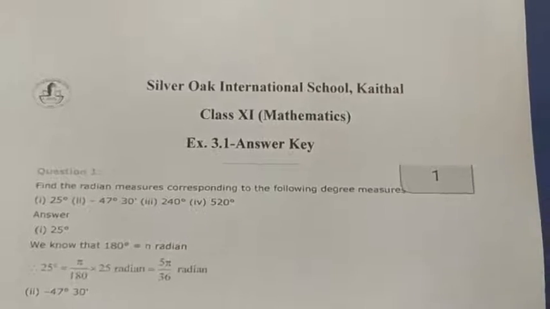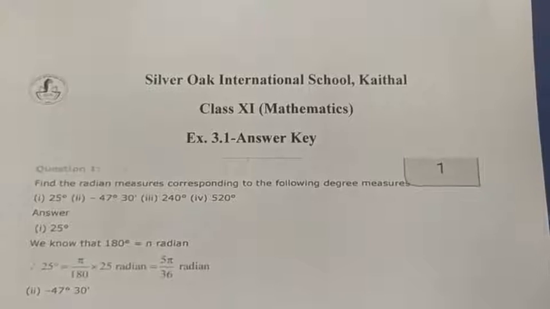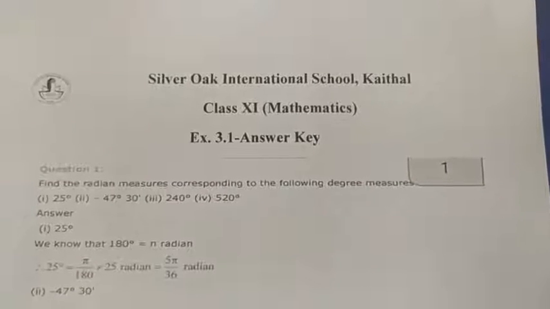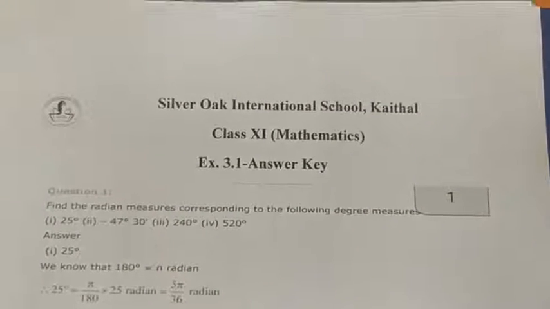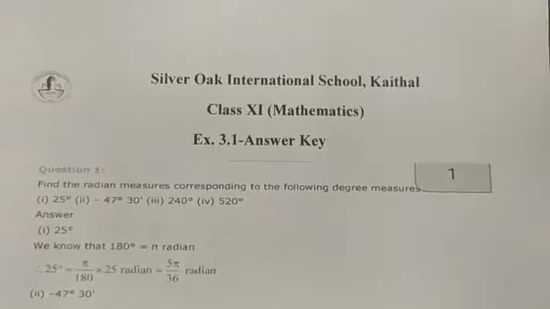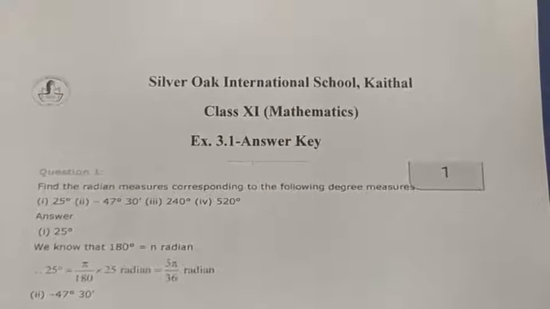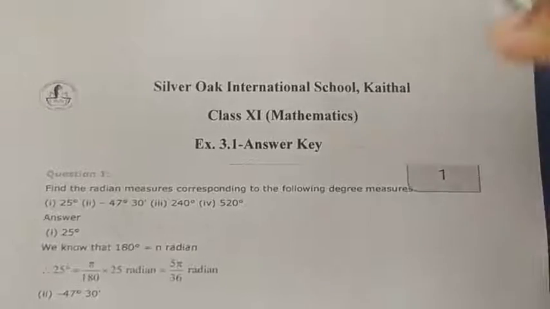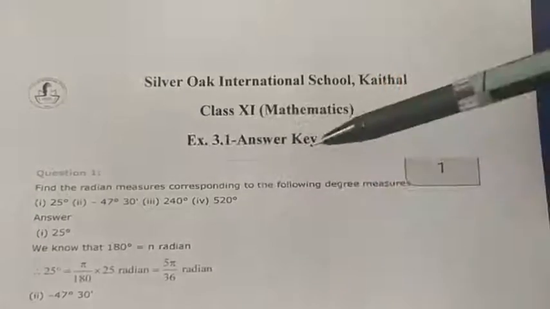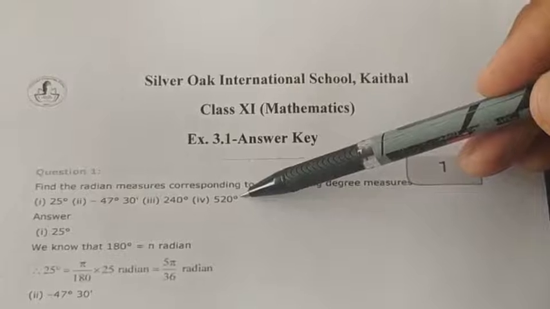Today we will do chapter number 3, that is trigonometric functions. We will start with degree angle and radian angle, how we will convert degree into radian and radian into degree in exercise 3.1, right? The first question: find the radian measure, where the degree measures are given to you.